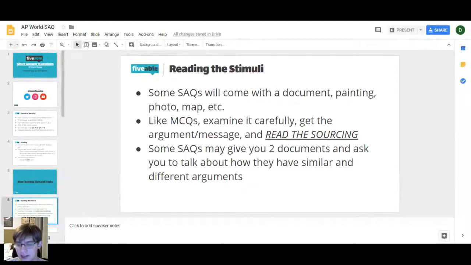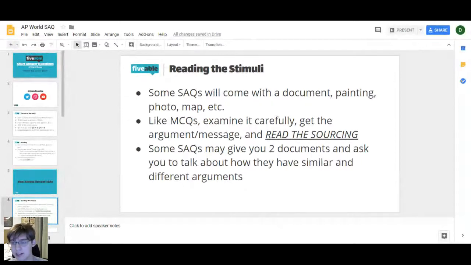Yeah, it is kind of like a DBQ, but you're not going to get 7 documents and then a short answer question. You're going to get 1, maybe 2 excerpts. And like them, you're going to have to examine it carefully, get the argument, message, whatever it's about. And then you're also going to want to really read the sourcing.